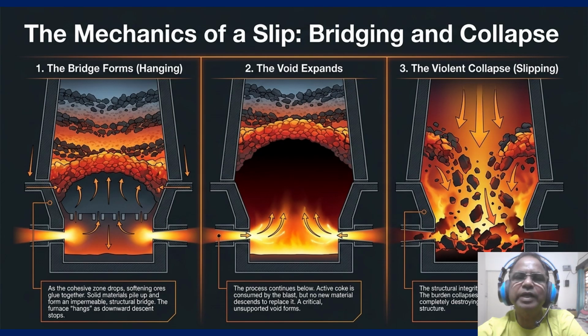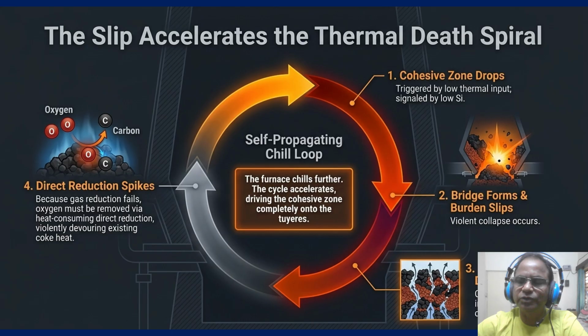To break this spiral, we must be able to read the subtle diagnostic signals before the collapse becomes violent, which is very important during this type of process. So on the dashboard, as you can see, we do not wait for the slip, we anticipate it, such type of low silicon incident.